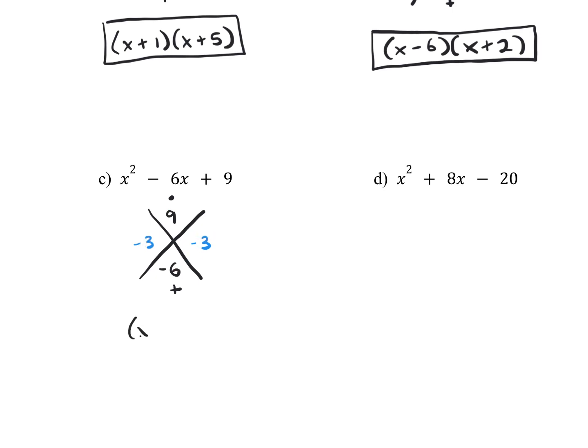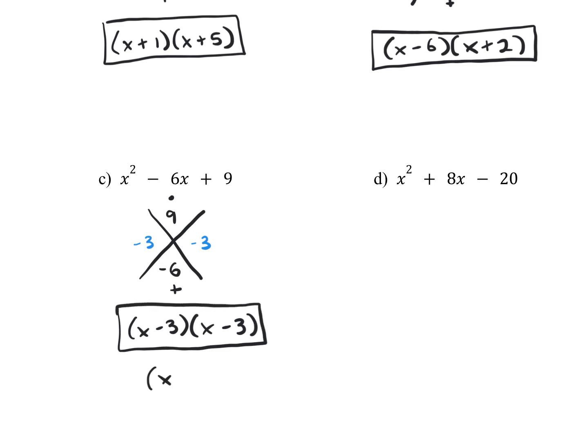So we have x minus 3 times x minus 3. So here you see that we have the same factor twice. So there's another way we can write this. We can write this as x minus 3 squared. So either way is completely fine with me. I do just want to point out there are two different ways you can write this answer.